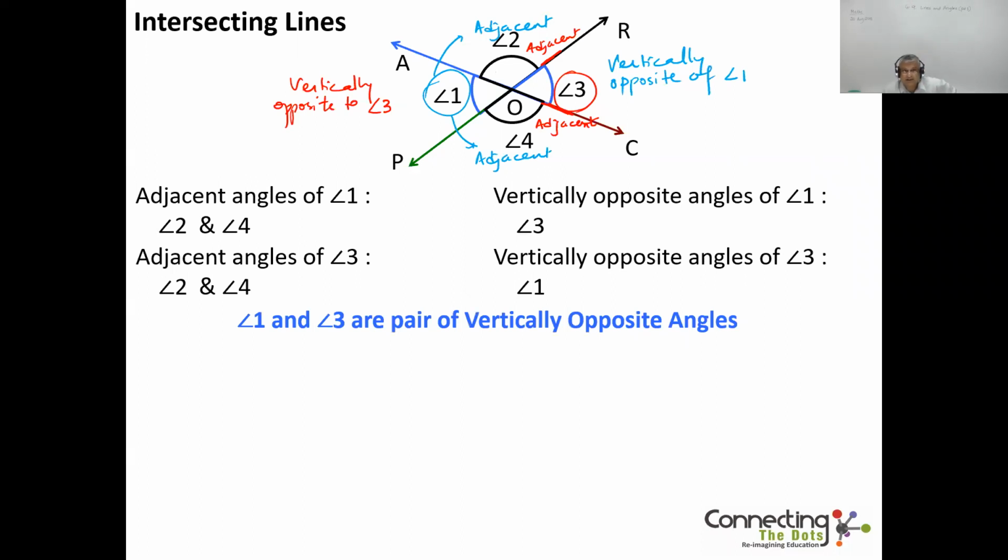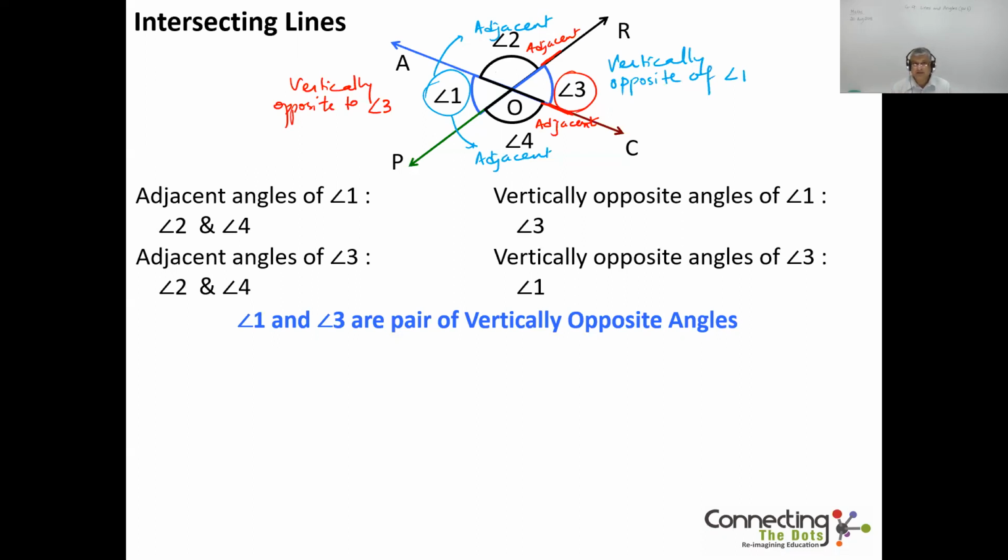Got it? Once again, we started with angle 1. First we found the neighbors of angle 1, which are angles 2 and 4. So angle 3 was vertically opposite to 1. Then we started looking from angle 3. We found 2 and 4 are adjacent to angle 3, and 1 is vertically opposite to angle 3. So we can say 1 and 3 are in a pair. Opposite of 3 is 1 and opposite of 1 is 3. So 1 and 3 form a pair of vertically opposite angles.